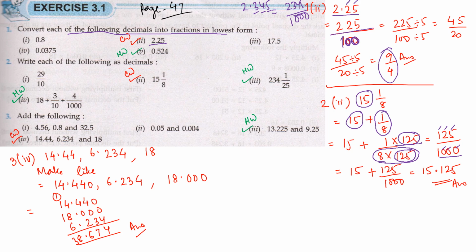1, 2, 3. इसके पहले decimal आ जाएगा. So it will be 15 plus 125 by 1000. That will be 15.125. Okay.